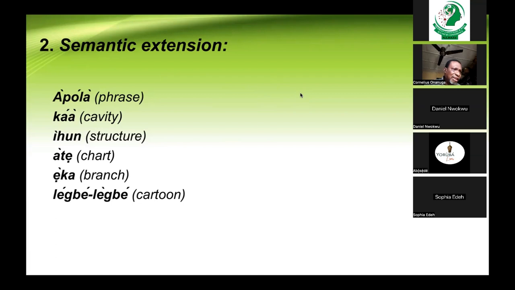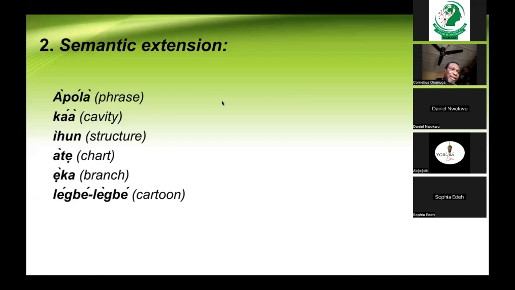The same thing, eka. Usually when you say eka, eka will mean a branch from a tree. But now, when you want to talk about the Yoruba department, which is a branch of, you can say eka ede Yoruba. So eka now has a meaning that is different from the original meaning. And that is how the language grows.